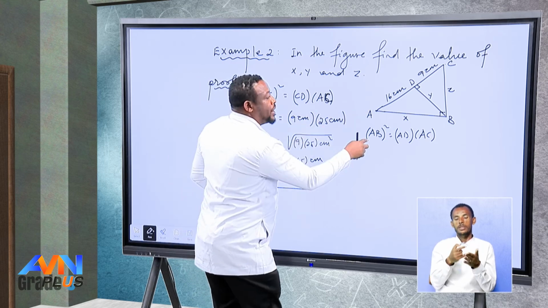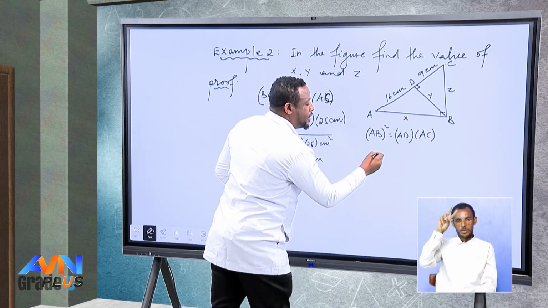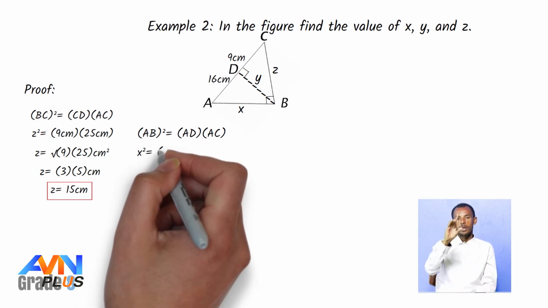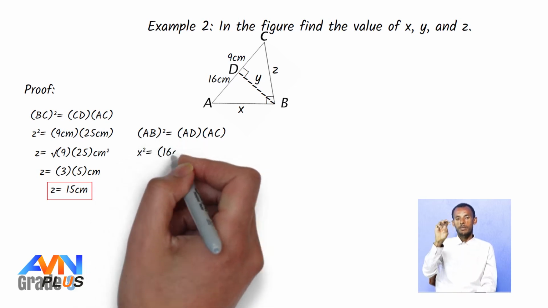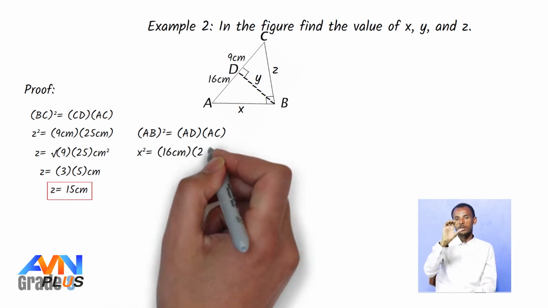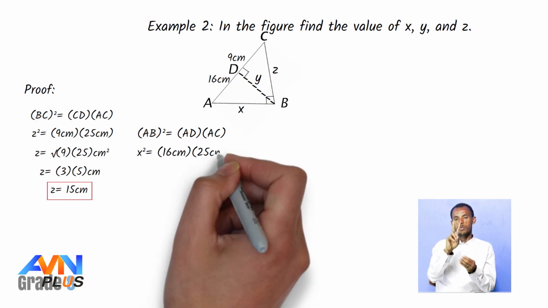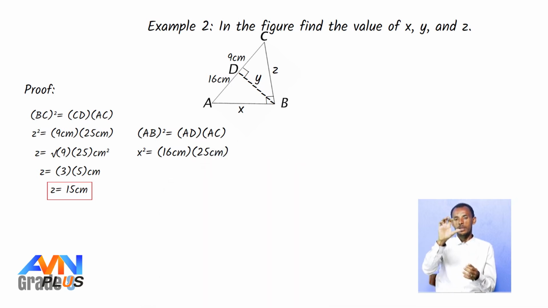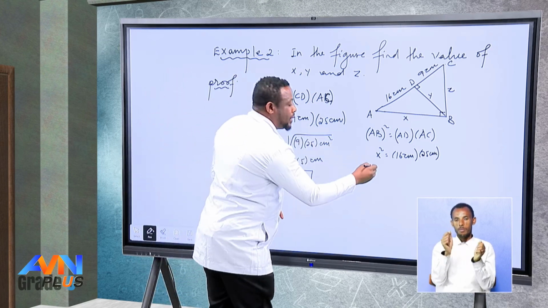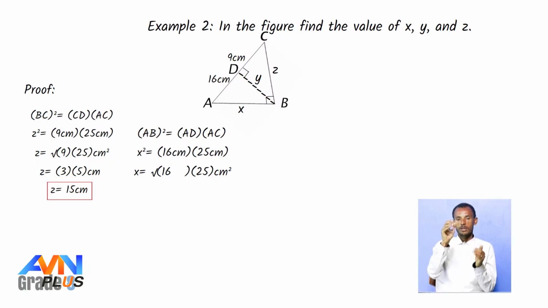Now, AB square means AB is x, so x square is equal to AD, which is 16 centimeter, times AC, which is the sum of these two segments, 25 centimeter. Okay, so taking the radical on both sides, x becomes the square root of 16 times 25 times centimeter square.